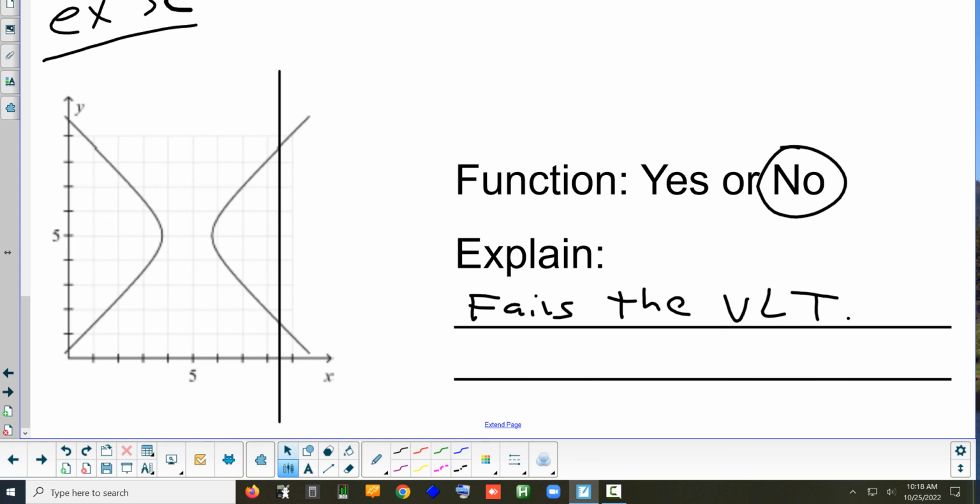So checking whether or not the first number has a repeat or checking if it passes the vertical line test is the same thing. It's just one of them is used with a picture, the other one is used with numbers. Any question on that one?